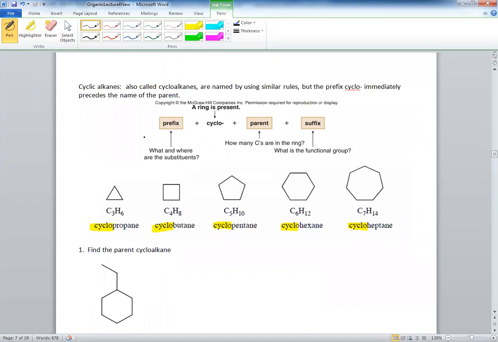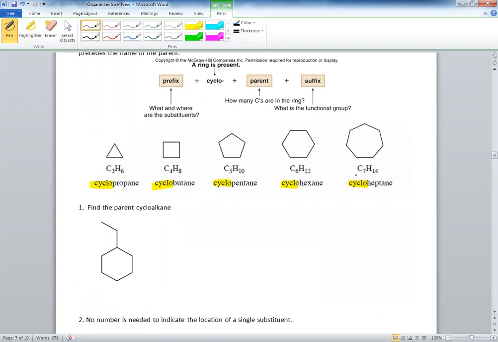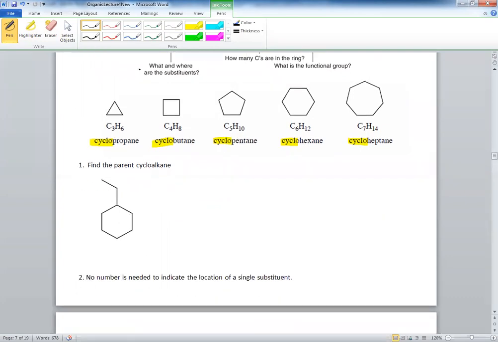You go with the prefix, the same thing: where the substituents are and what they are, the parent hydrocarbon, how big the ring is, and then, of course, the suffix. If you have an alcohol, you have to include the "ol." So let's start with the first example. What is the parent cycloalkane? Well, it's very apparent. It's this 6-membered ring. Six carbons, that's cyclohexane.